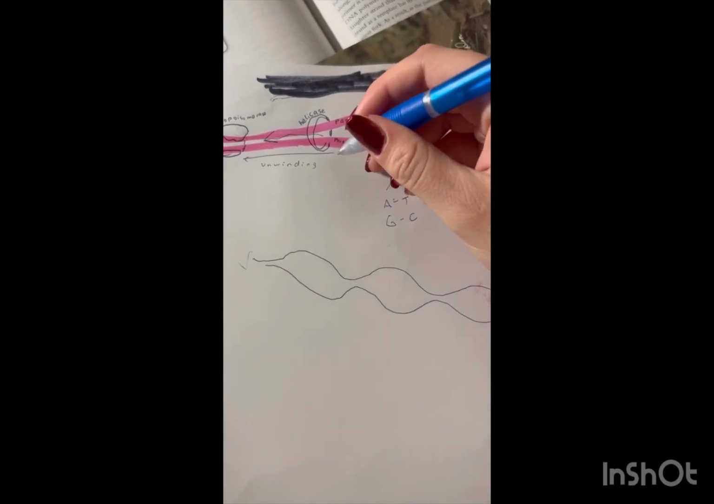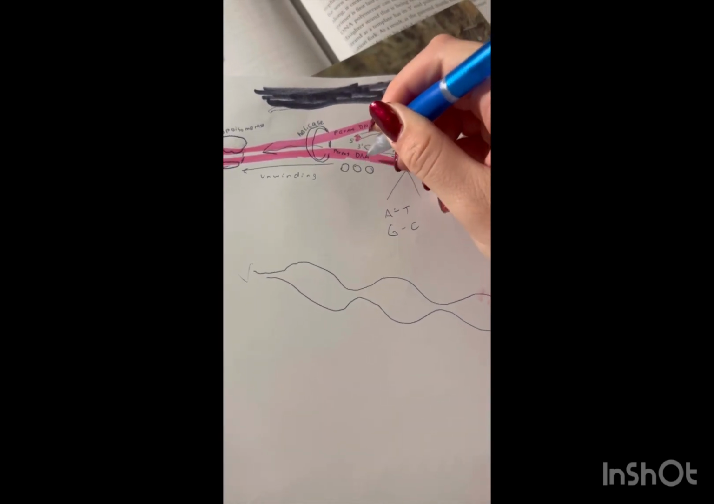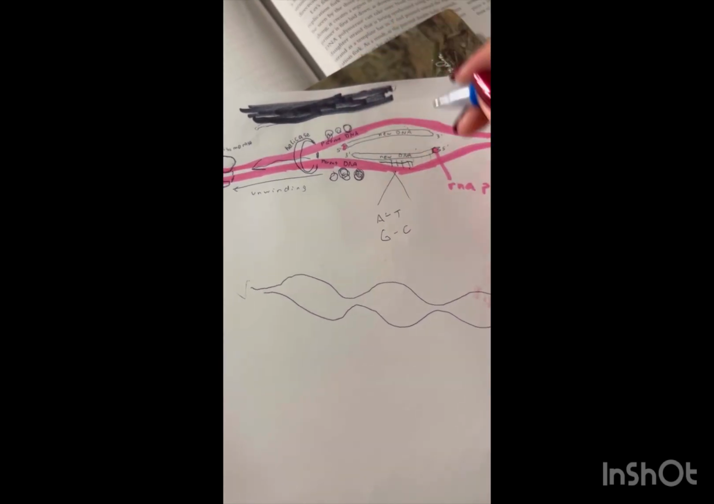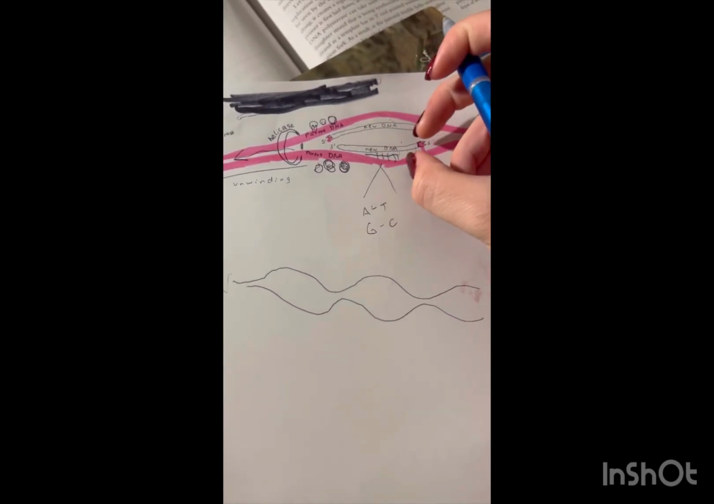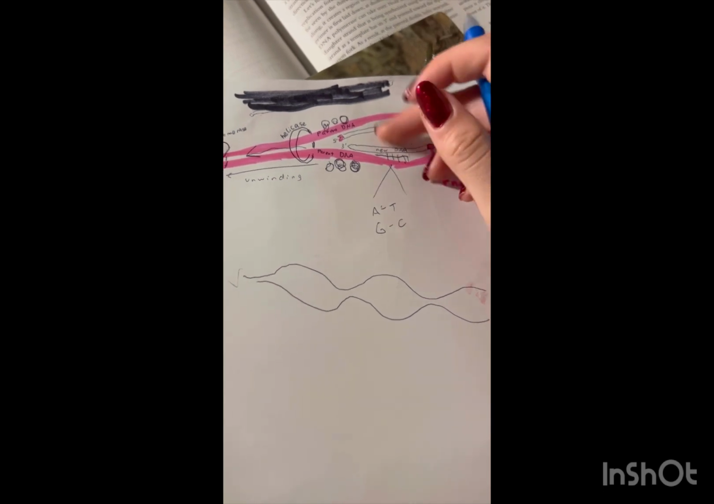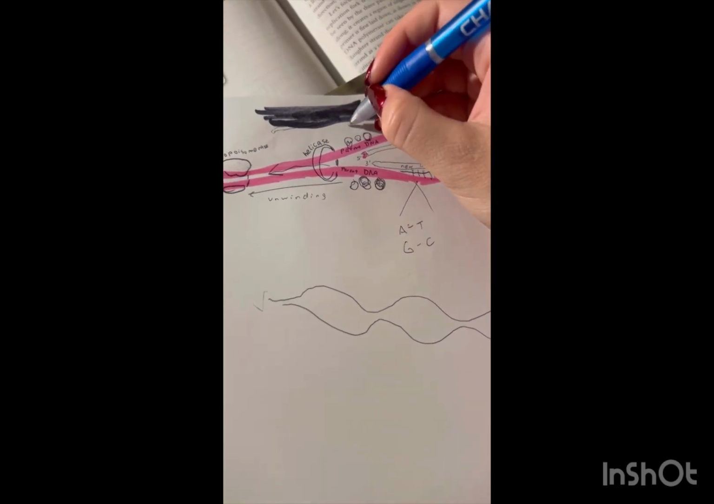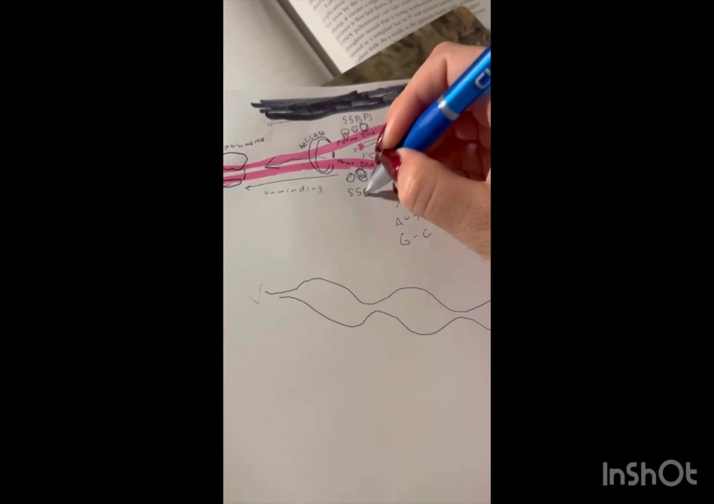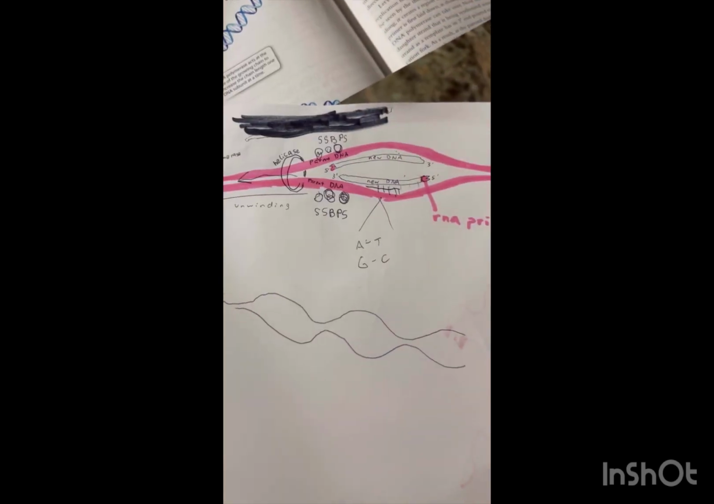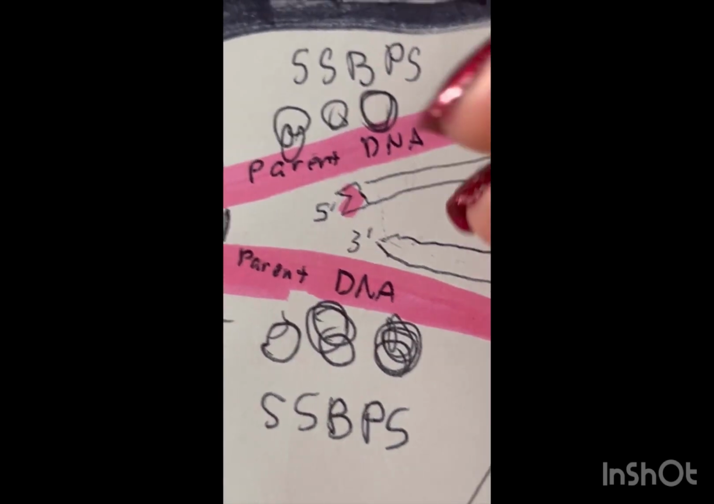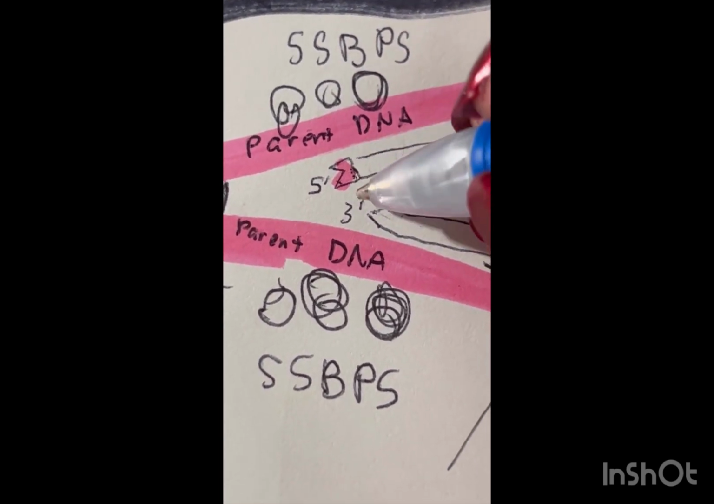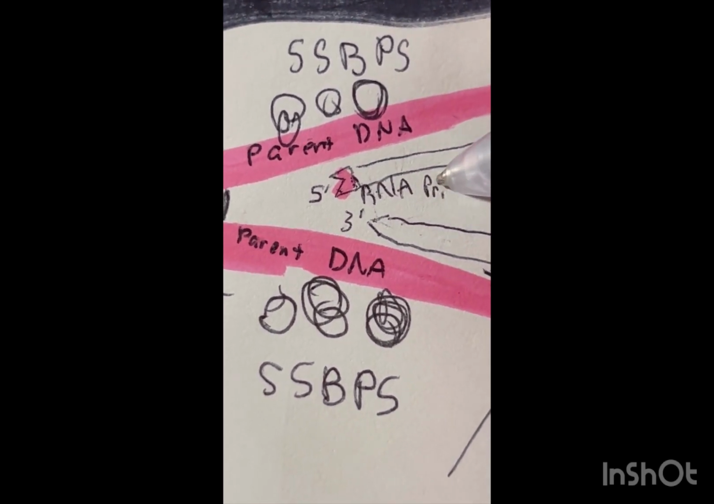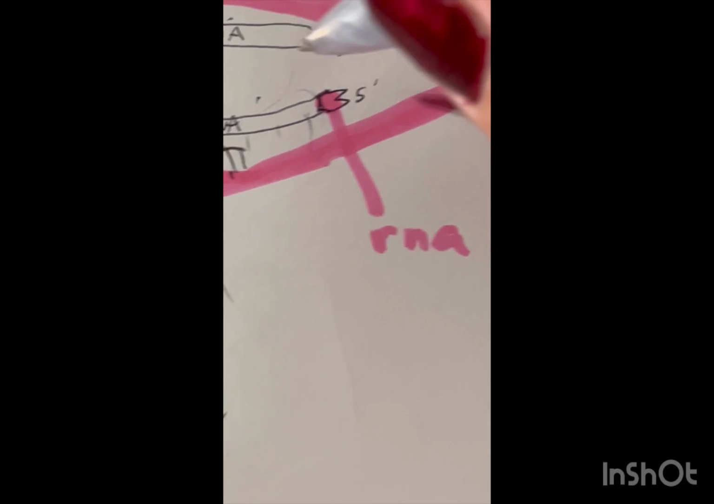And also, there would be these things that are helping to keep the DNA open, so that the parent DNA is open, so that we can keep making this new DNA. So these are called SSBPs. They're on both sides. And so if we zoom in, see this is RNA primer. And another one over here.